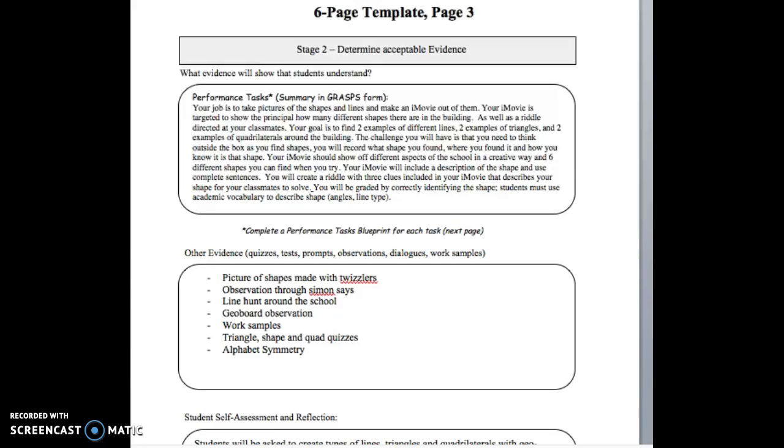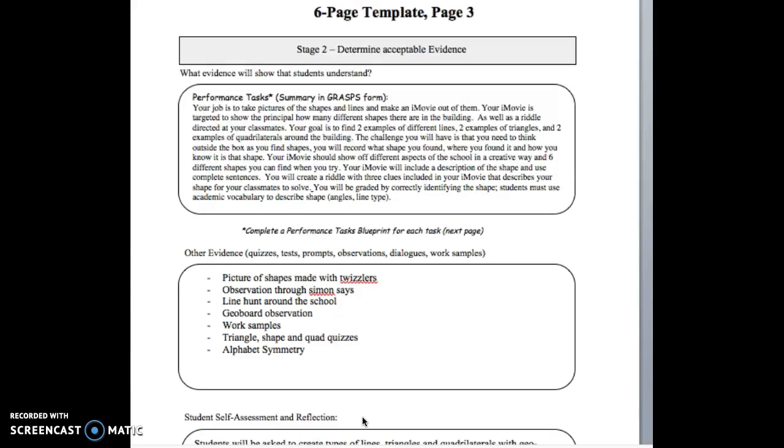I have found in the past when teaching geometry, many times when you introduce words like quadrilateral versus square, rectangle, trapezoid, students tend to get a little bit more panicked. So the idea is that by using lots of hands-on activity, which is in my other evidence area of this blueprint, they're going to be using hands-on activities like Twizzlers to create shapes.